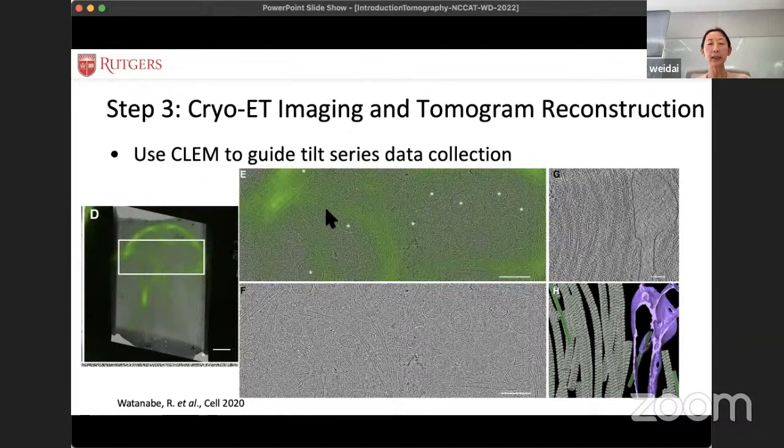And then E is a slice of a tomogram after reconstruction, overlaid with the fluorescence signal. You can clearly see the microtubule features overlaid pretty well with the fluorescence signals. And from here, you can do annotation, basically computationally annotate microtubules, and then perform structure analysis, okay?